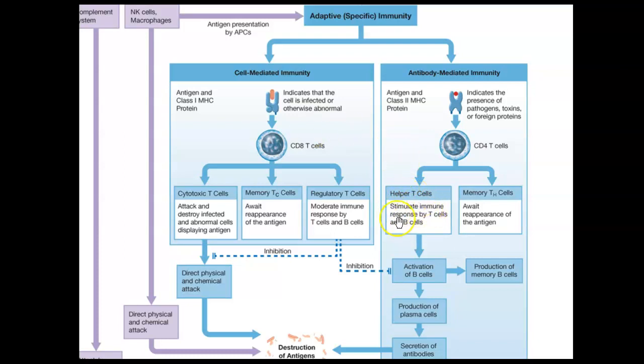so we have to look at antibody-mediated immunity first, because of the activation of helper T cells. Helper T cells are CD4 cells, and they respond to antigen presented on class 2 MHC proteins on antigen-presenting cells. Once they are activated, then they can also activate B cells, which will become plasma cells and produce antibodies. And then helper T cells are also required to activate the cytotoxic T cells, memory T cells, and regulatory T cells.